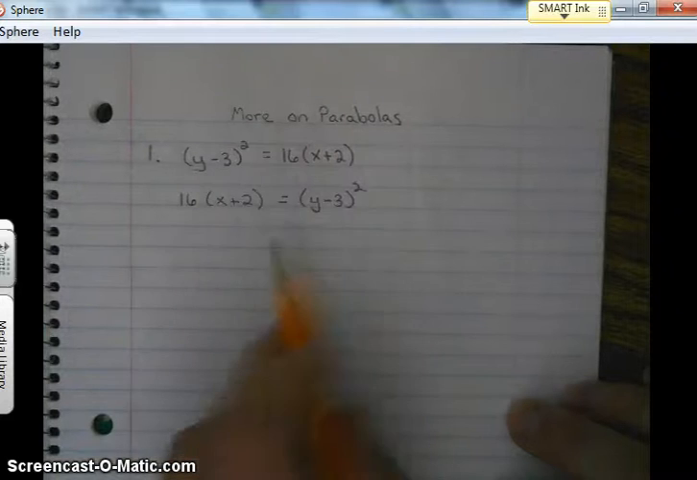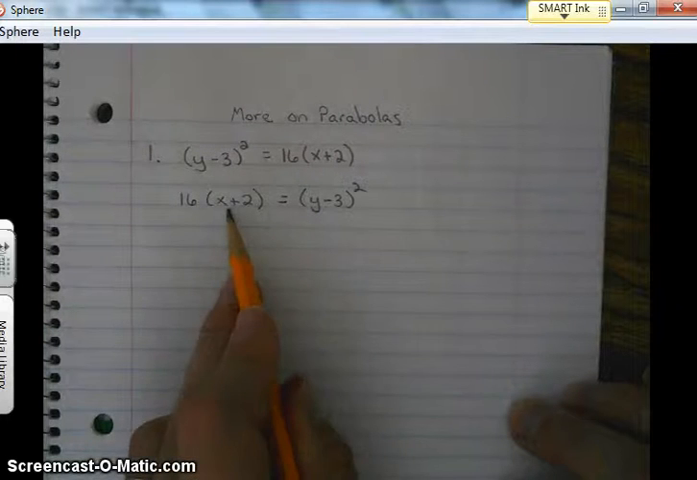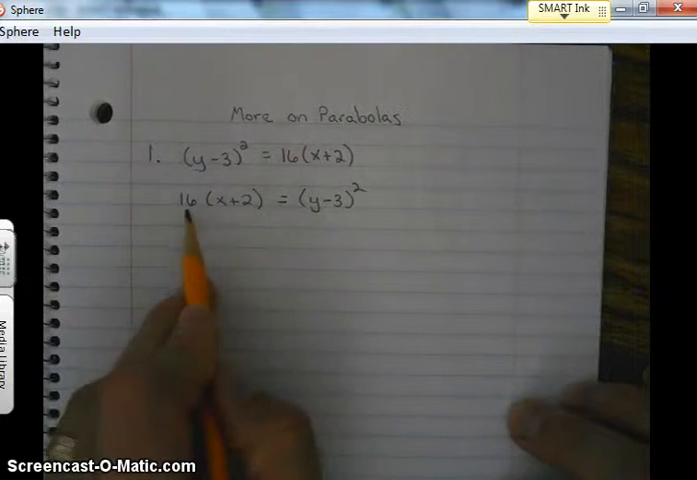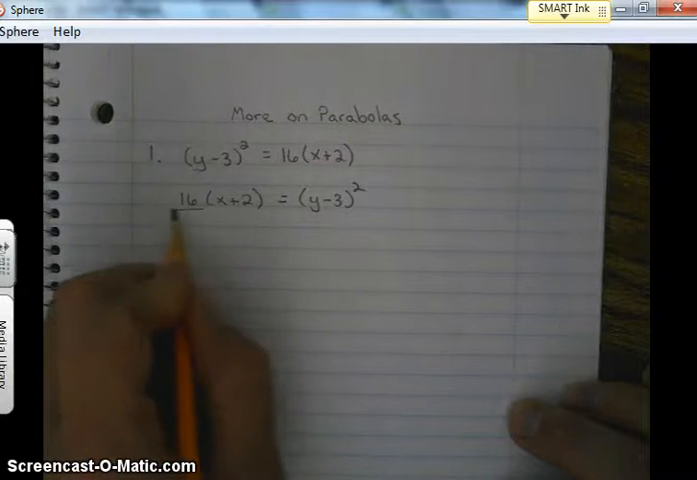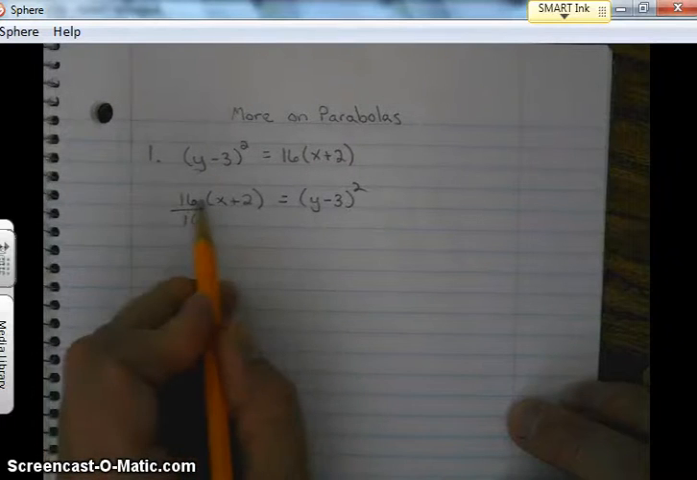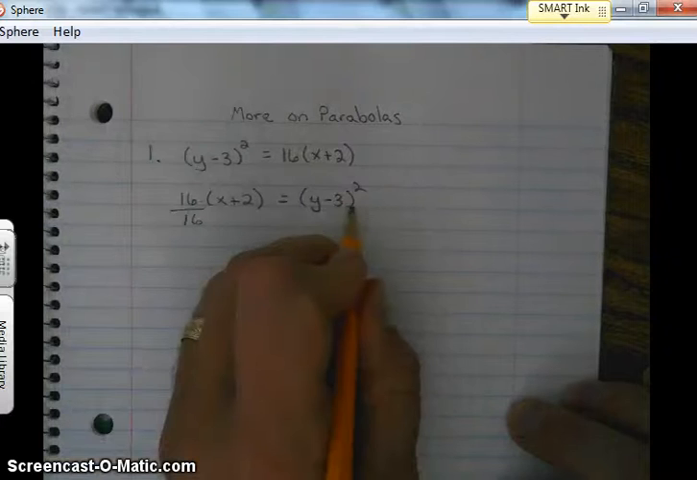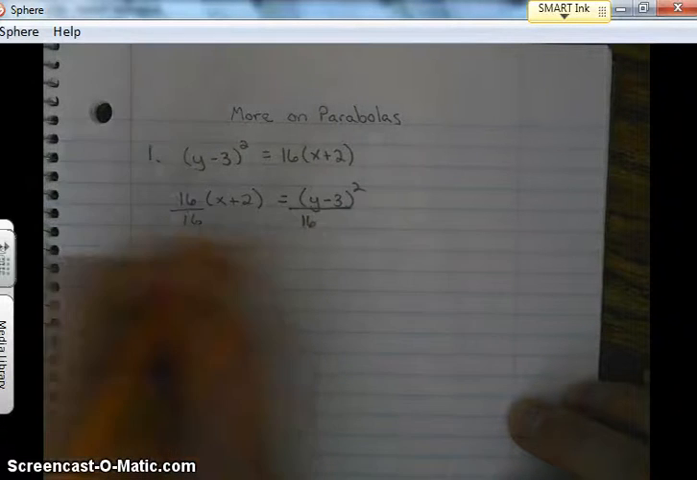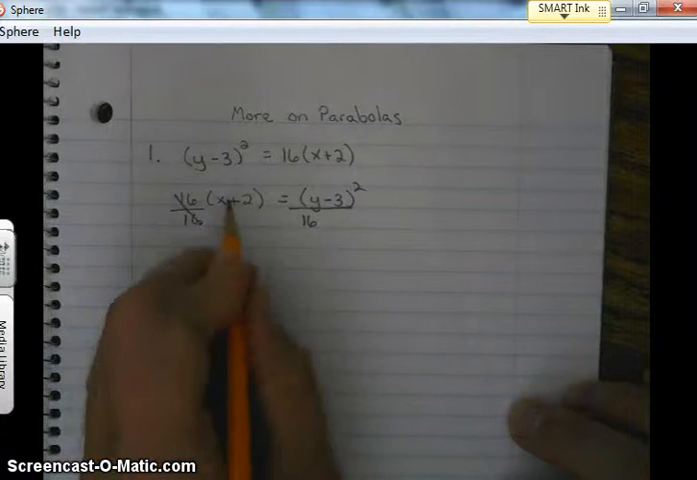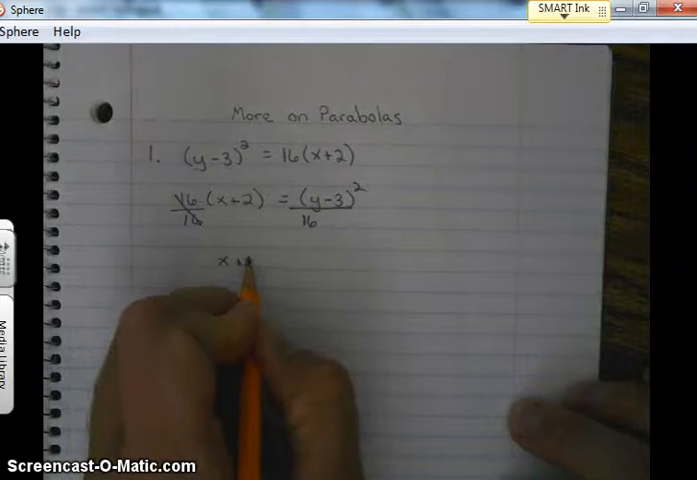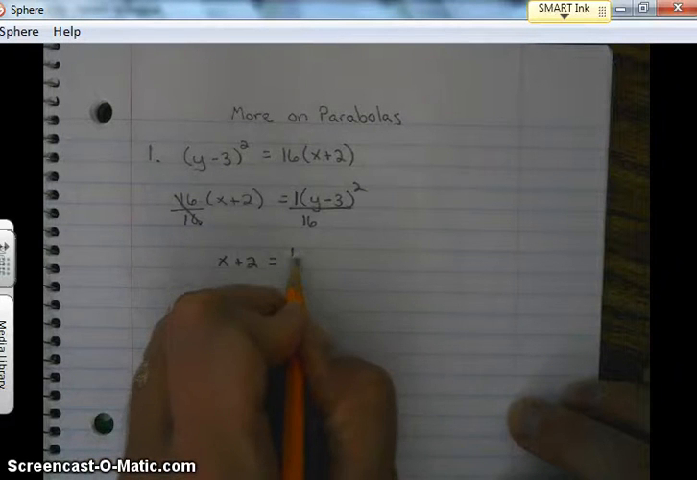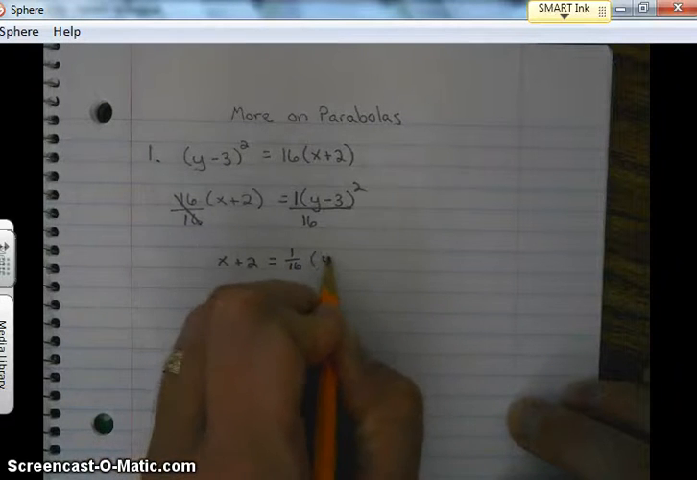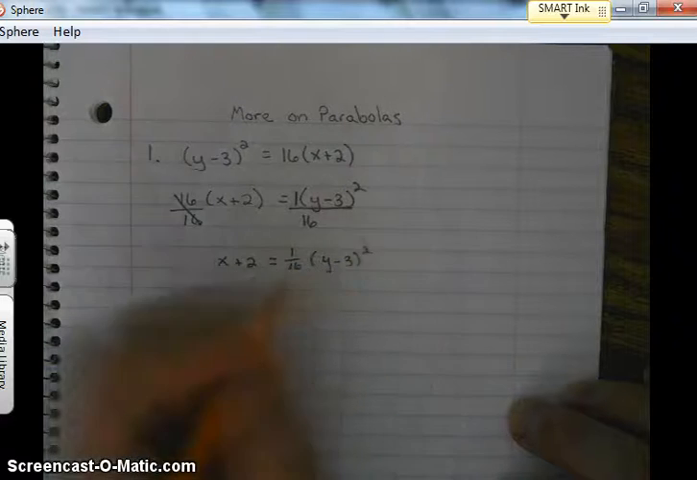There, now I got my square term on the right. I got my x on the left. Now I just need to get this over here. So I want to cancel it out. So I'm going to divide, because remember this is multiplication. So I'm going to divide both sides by 16. So then I'll have x plus 2 equals 1 over 16 times y minus 3 squared.